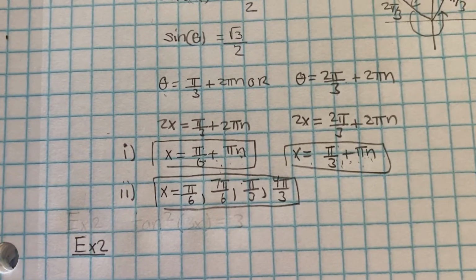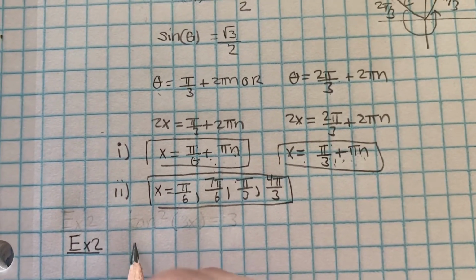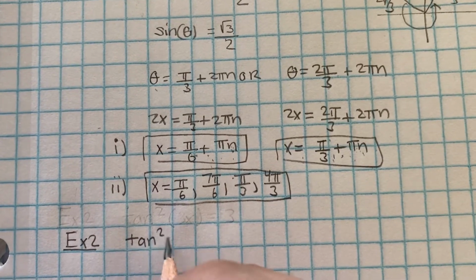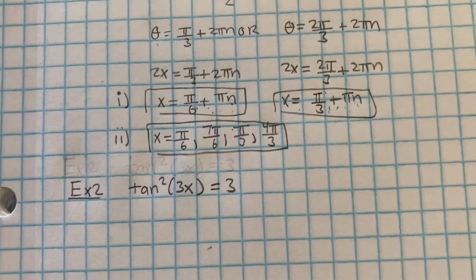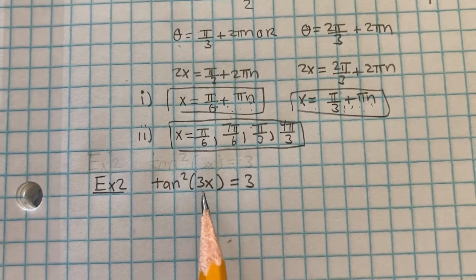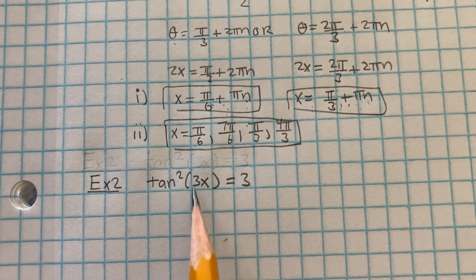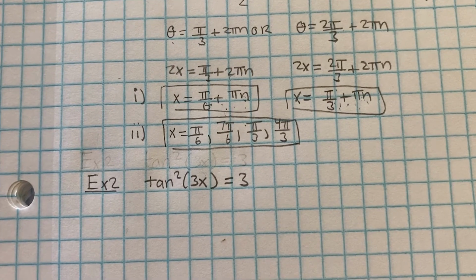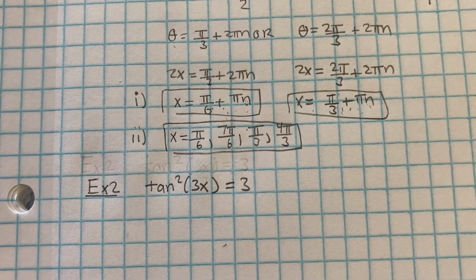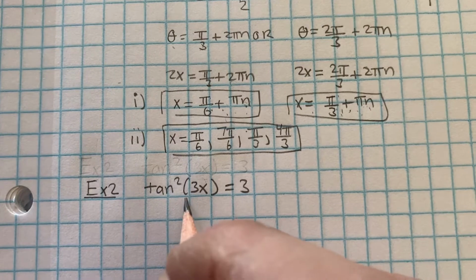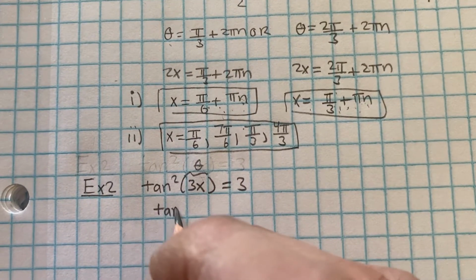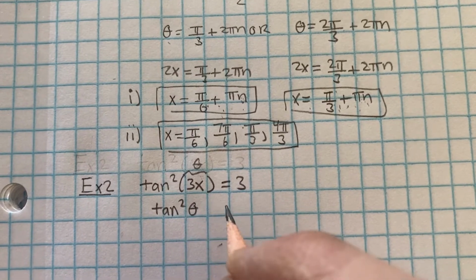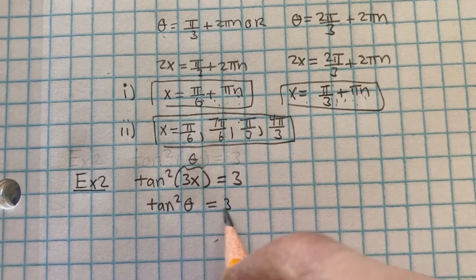Example 2, you can kind of see it right here, is tangent squared 3x is equal to 3. Again, it's a multiple angle equation. This argument is a number other than just x or theta. And so let's do a theta substitution. Let this guy be called theta. And we have tangent squared of theta is equal to 3.